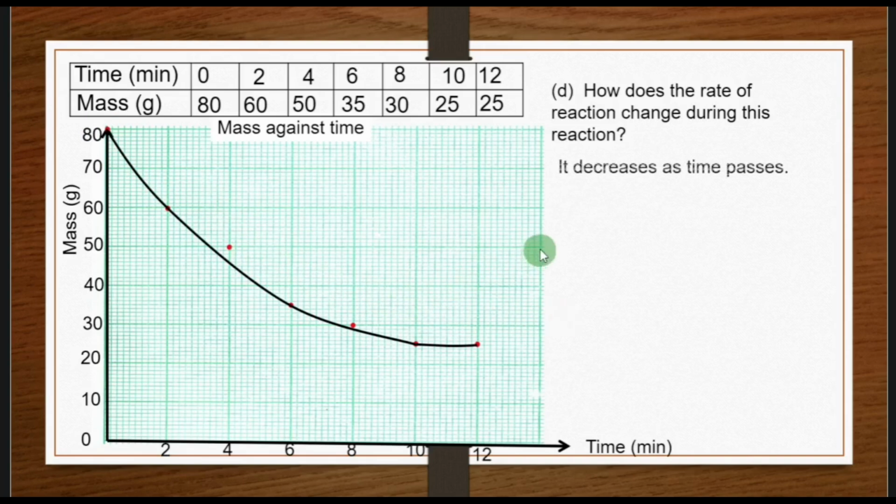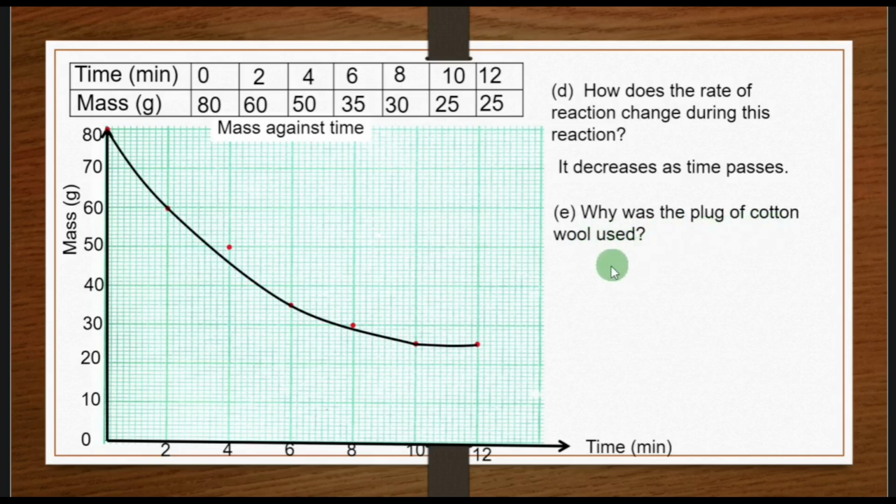So we can say that it decreases as time passes here. So when it is going down like that, it means that the rate of chemical reaction is decreasing as time passes. All right, so now another question says why was the plug of cotton used?